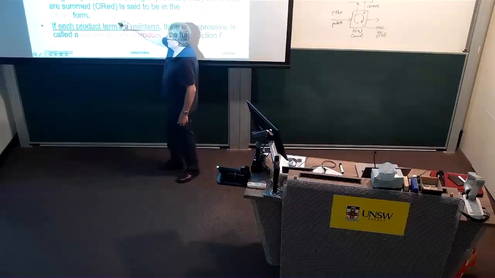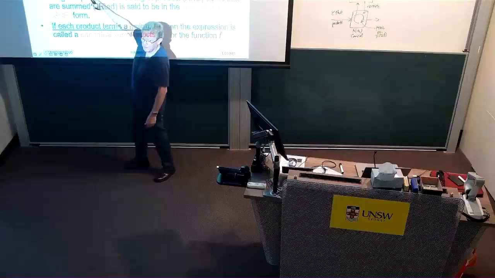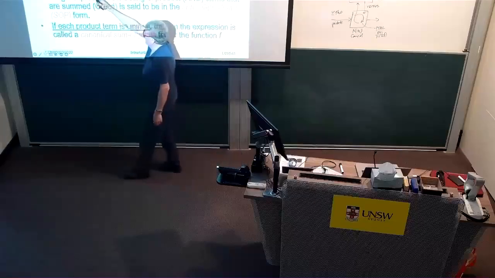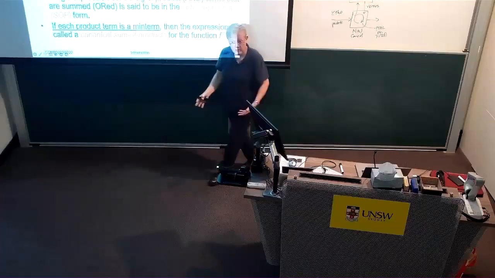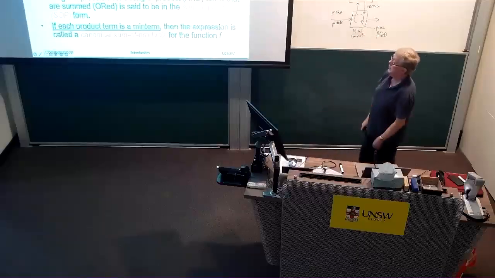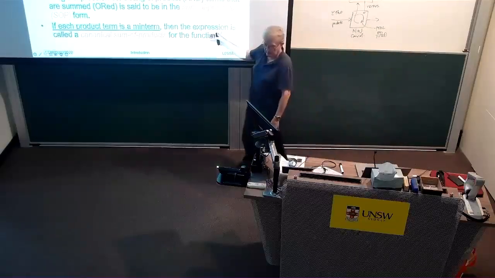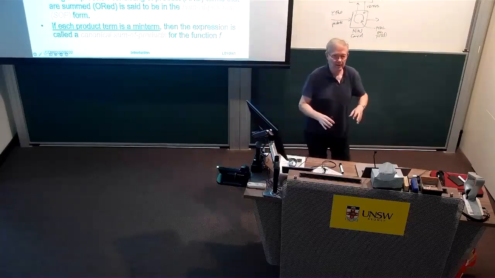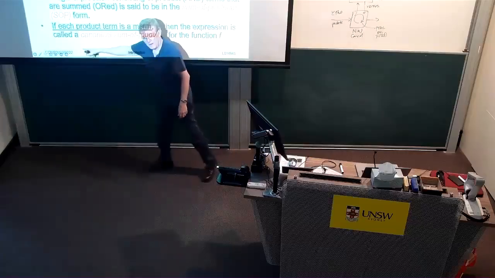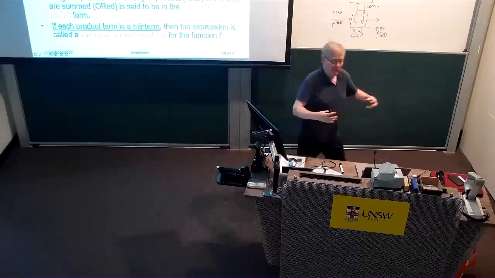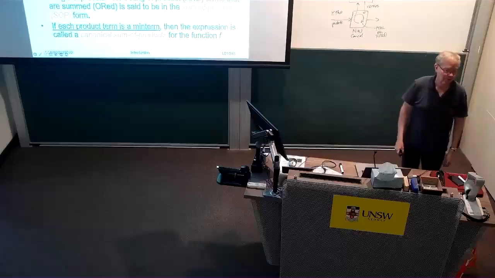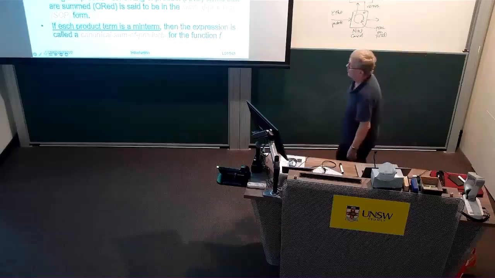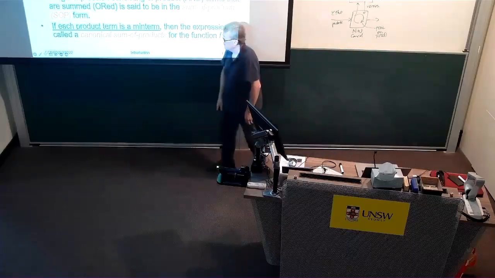And if each one of these product terms is a minterm, as it is in this particular expression, there's only two variables, and every term has both variables either complemented or uncomplemented, so they're all, by definition, minterms. Then that's called a canonical sum of products representation of the function, because canonical means this is the one and only maximal way of representing that function using minterms. Every function only has one canonical sum of products representation.